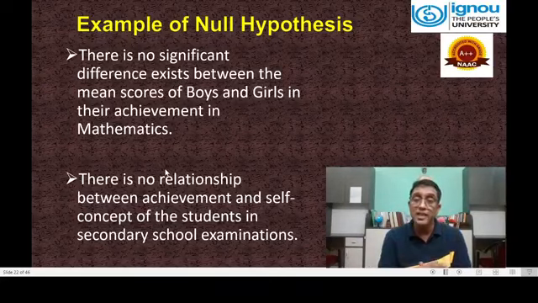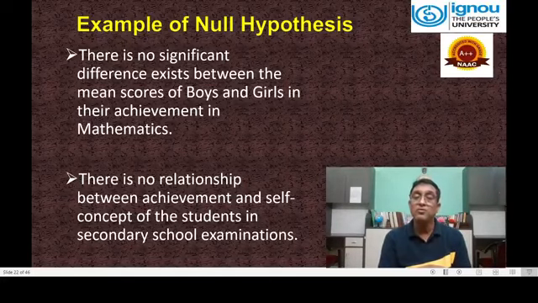So there is a test of mathematics. A test of mathematics has been administered to the group of students, the boy students and the girl students. After getting the scores, we don't know what the difference will be, but the hypothesis says that there is no significant difference between the mean scores of boys and girls.